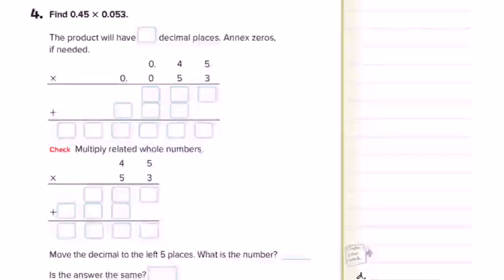Now let's try one where we can go through and do all of the work. Number 4 asks us to find the product of 45 hundredths and 53 thousandths. The product I know will have 5 decimal places because I have 2 decimal places in my first factor and 3 in my second factor, for a total of 5 decimal places. And I may need to annex zeros if needed.